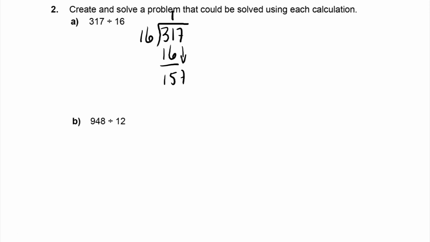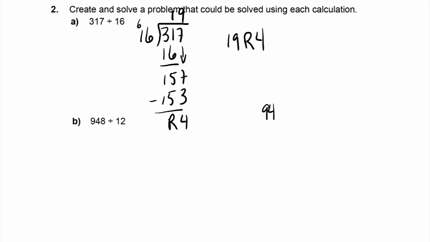I bring down the 7. 16 into 157. Not really sure. I'm going to take a guess at 9. 9 times 6 is 54. 9 times 1 is 9, plus 5 is 14. Subtracting 144 from 157 gives me a remainder of 13. So my answer is 19, remainder 13.